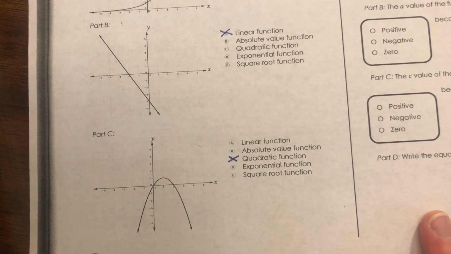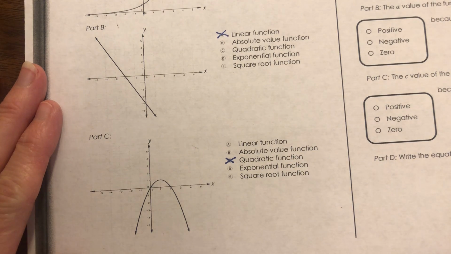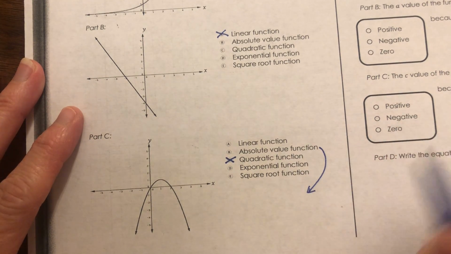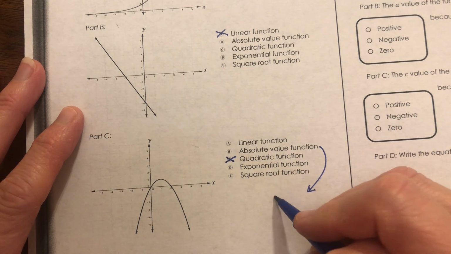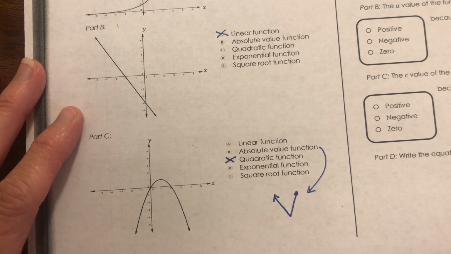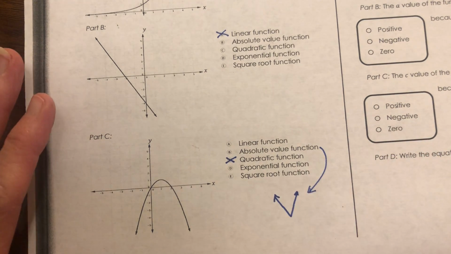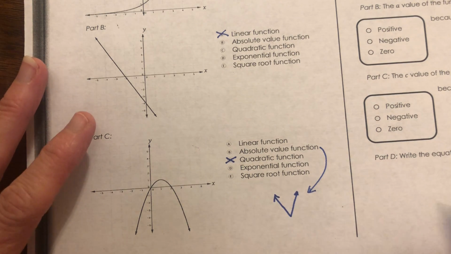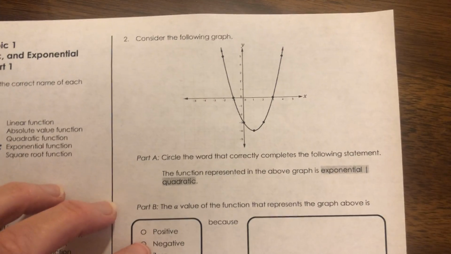Out of curiosity, since they've given you absolute value function as a choice here, let's talk about that. Absolute value functions are V's. And square root functions look even funnier, and we haven't done many of those anyway, or looked at many of them. I'm not going to deal with those at the moment. All right, let's keep going to the next page here.